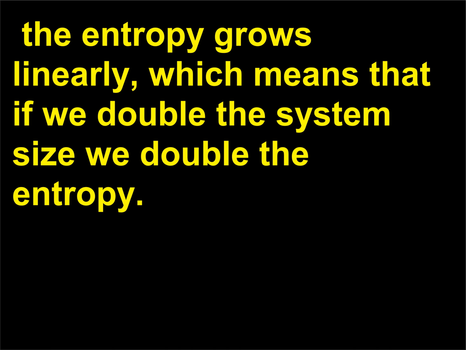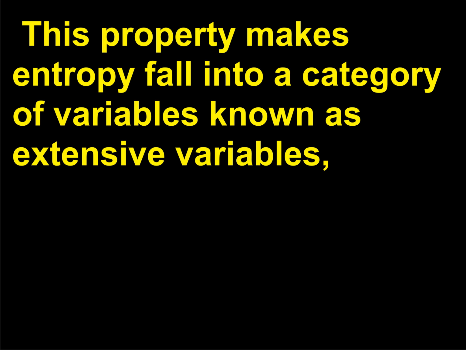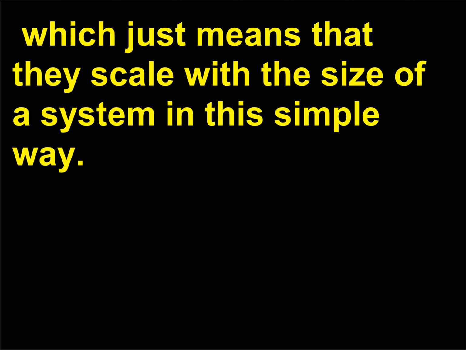The entropy grows linearly, which means that if we double the system size we double the entropy. This property makes entropy fall into a category of variables known as extensive variables, which just means that they scale with the size of a system in this simple way.